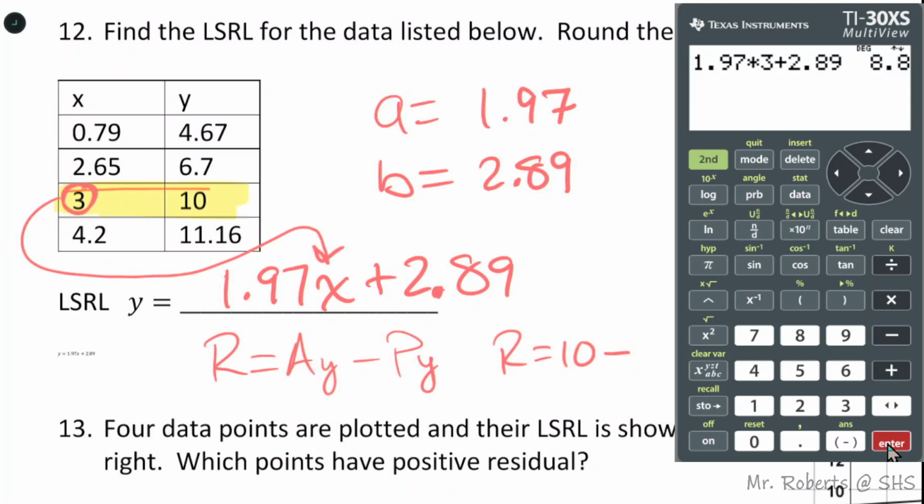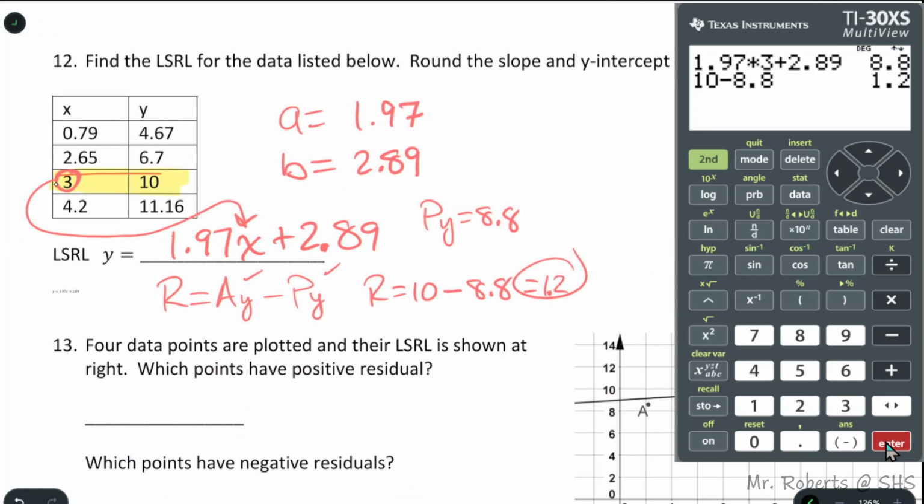And it says 8.8. So when I plug 3 into the equation, this model predicts that y should be 8.8. So here's my predicted y, 8.8. I know the actual y, so my residual is going to be 10 minus 8.8. If I take 10 and subtract this number, I get 1.2. So the residual for this point is 1.2.